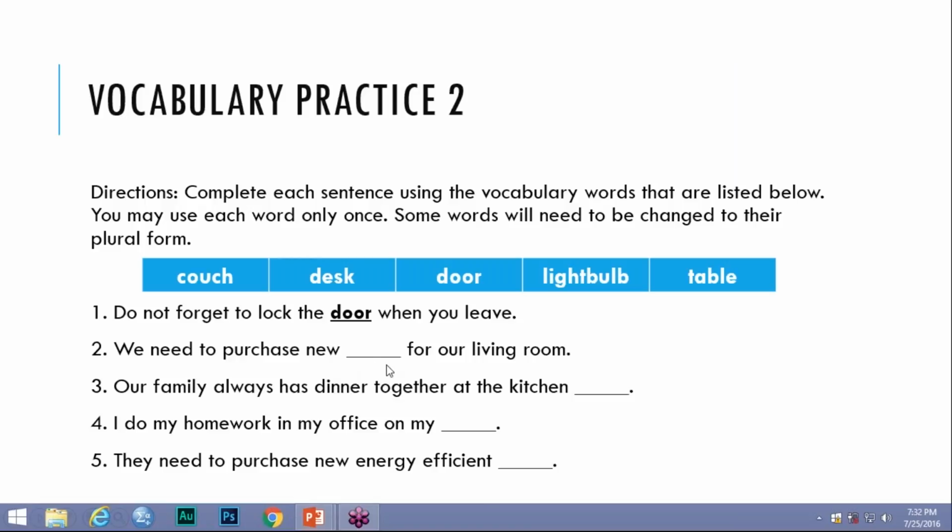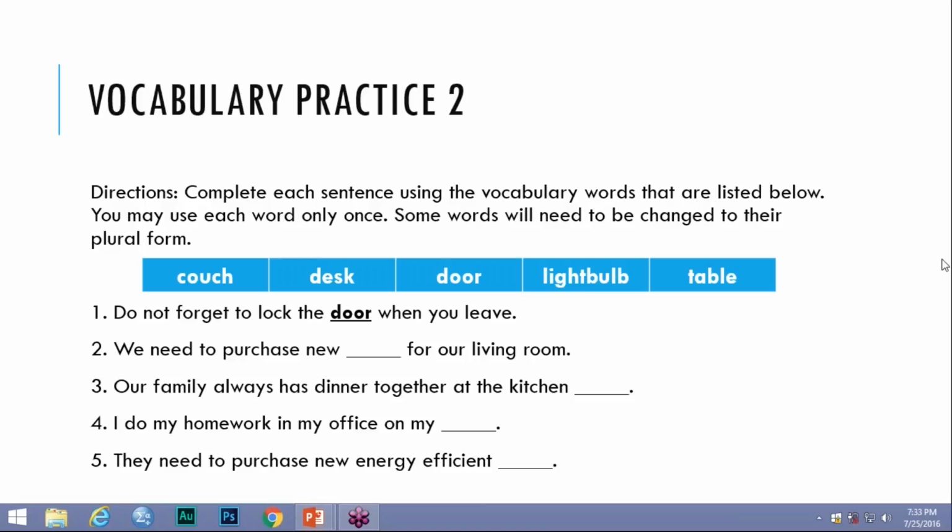Now remember, some of these have to be plural. Okay, I see some answers. The only thing is, it has to be plural, and this is a special case. So I see some answers, but we have to fix them. It has to be plural, and this is a special case.